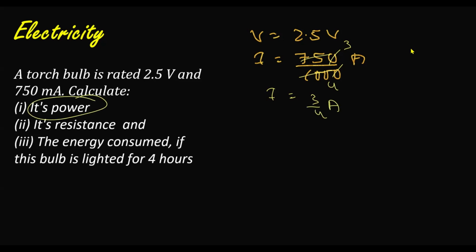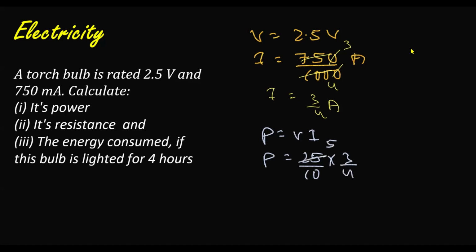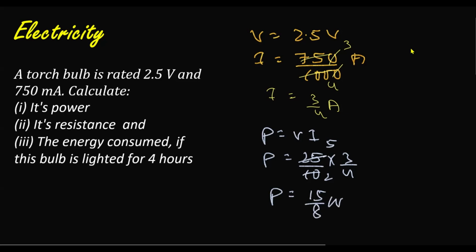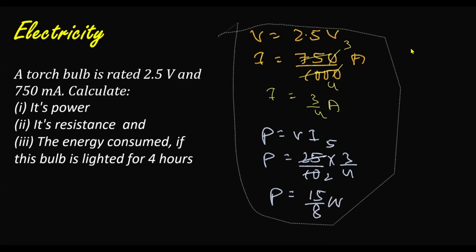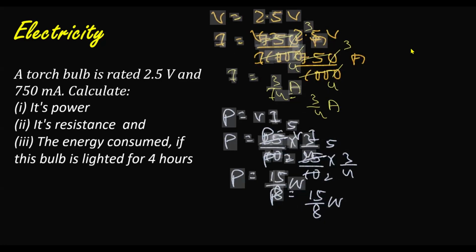Well, in the first part what we have to get is power, and P is equal to VI is what we are going to apply. So V is how much? 2.5, that is 25 by 10, into 3 over 4, which can be reduced 5 times, 5 2 times. So power comes out to be 15 over 8 watt. So you may reduce it in decimal in the exam. Now this is what we did in the first part here.